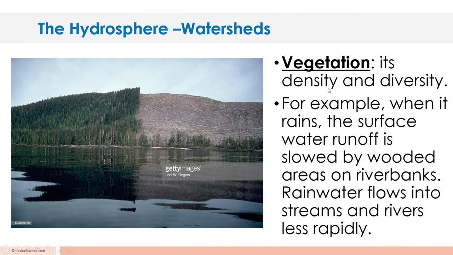Its density and diversity. So how much vegetation there is, how much different vegetation there is, and how thick it is. So for example, when it rains, the surface water runoff is slowed down. So it gets slowed down on wooded areas on riverbanks. So if you look at this image, we have the side of a hill here. One side has been clear cut and one side still is forested. So which side do you think the water is going to flow more quickly on?